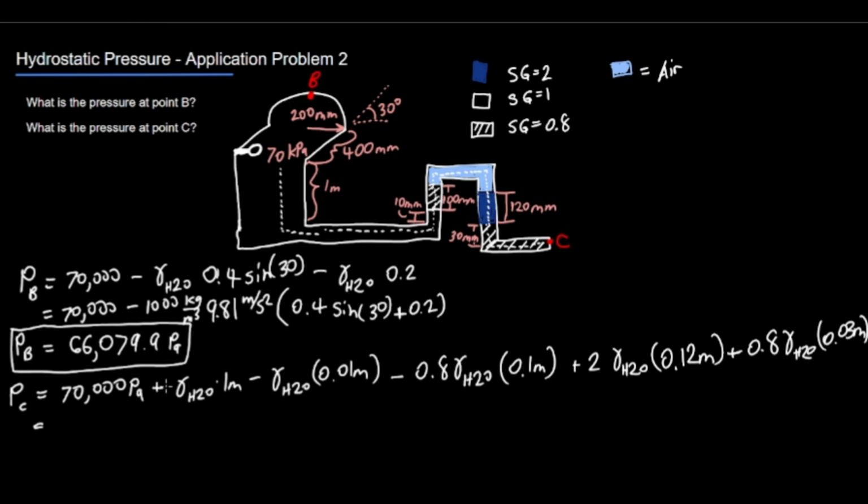So keep in mind gamma of H2O, I'm not going to rewrite all of this just to fill in gamma of H2O. Gamma of H2O, I'll write it out for us, is equal to 1,000 kilograms per meter cubed times 9.81 meters per second squared. That's what it is. And so if you calculate this out, you get 81,505.4 pascals. And that's the pressure at C.